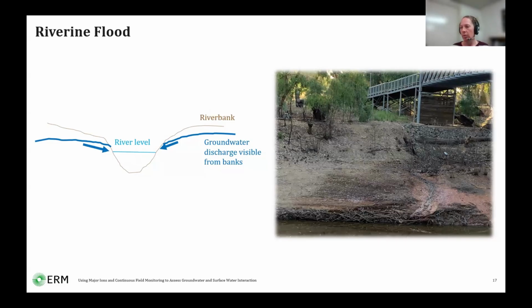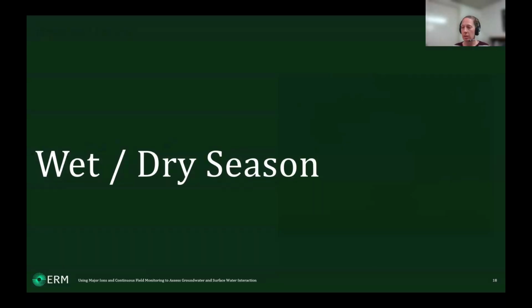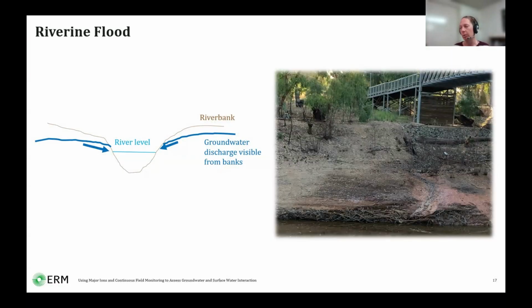So this is obviously an example of quite an extreme event, and how that can change groundwater flow directions and groundwater surface water interactions. But it highlights how important the changes in levels are, and how they're typically quicker for surface water than for groundwater, and then the potential implications for water quality, which I'll draw out in the next couple of examples for a more tropical setting.